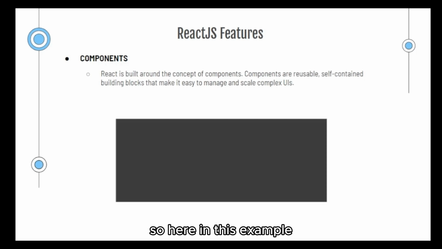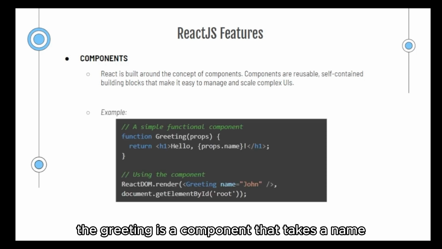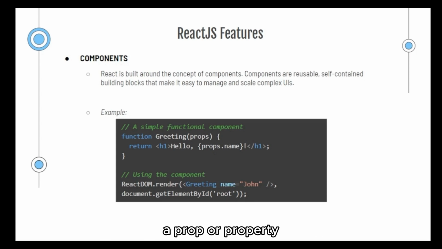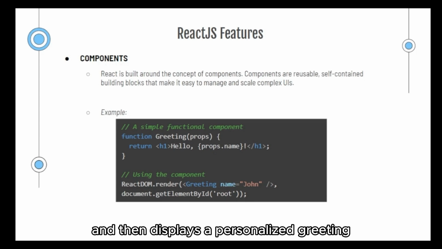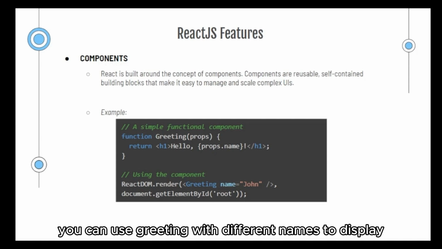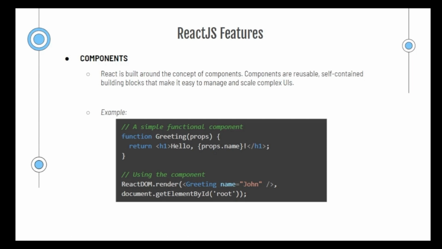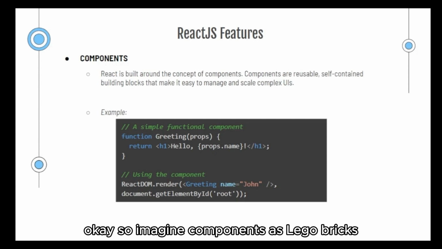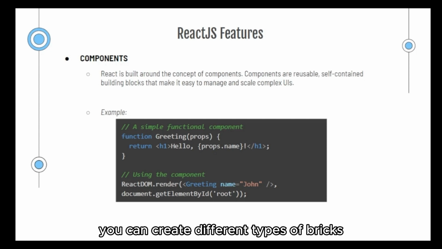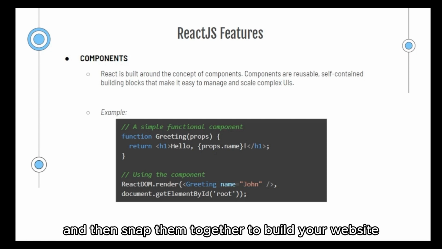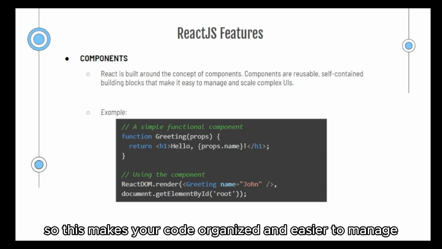So here in this example, the greeting is a component that takes a name prop or property, and then displays a personalized greeting. So since components promote reusability, you can use greeting with different names to display different greetings. Okay, so imagine components as Lego bricks. You can create different types of bricks, let's say buttons, text boxes, and many more, and then snap them together to build your website. So this makes your code organized and easier to manage.